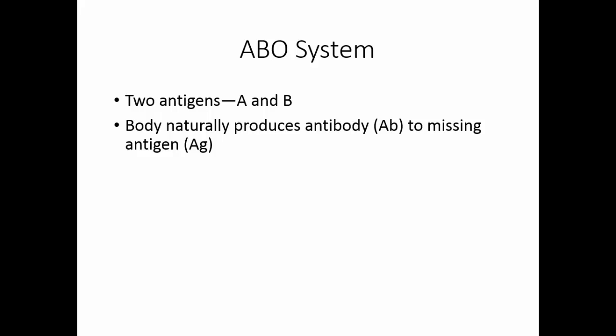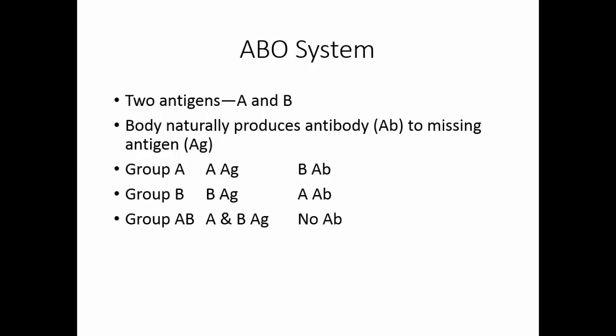In the ABO system, there are two antigens, the A antigen and the B antigen. If you have one of the antigens, the body will naturally produce antibodies to the missing antigen. So if someone is group A, that means they have the A antigens on the surface of their red blood cells, and they will naturally produce B antibodies. Someone who is group B will have B antigens on the surface of their red cells. They will naturally produce A antibodies.